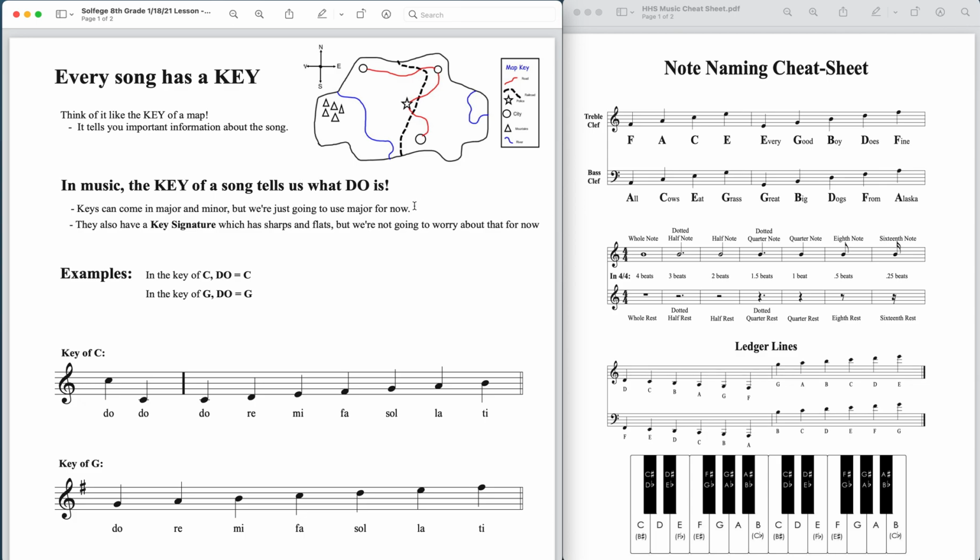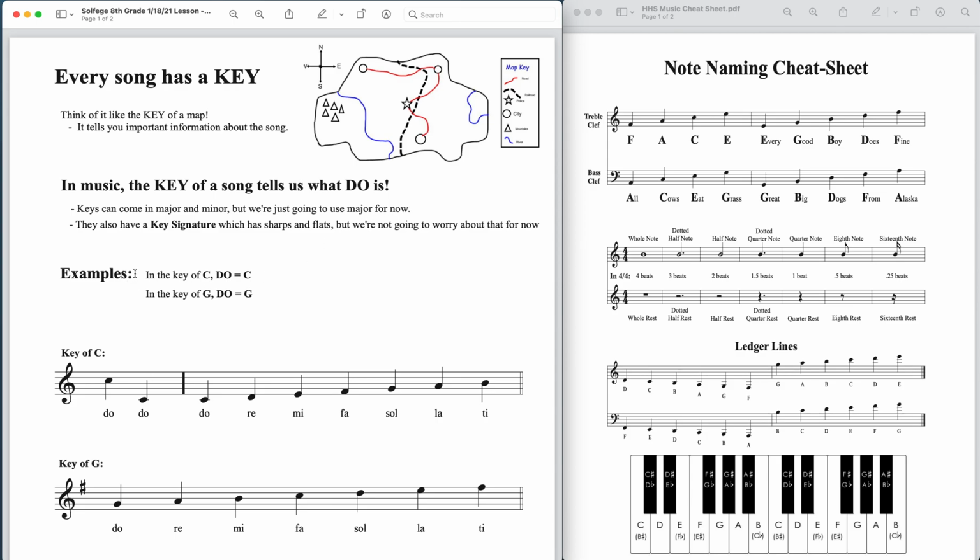They can come in major and minor, okay, often attributed to happy or sad. We're just going to talk about major for now. And they also have key signatures, which you've probably seen before, especially if you're in band. And key signatures have sharps and flats. But we're not going to worry about that for now either. Right now, all we're going to worry about is learning what do is and then labeling what the solfege of the notes are, okay?